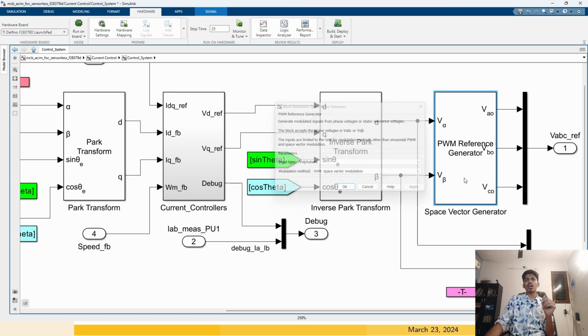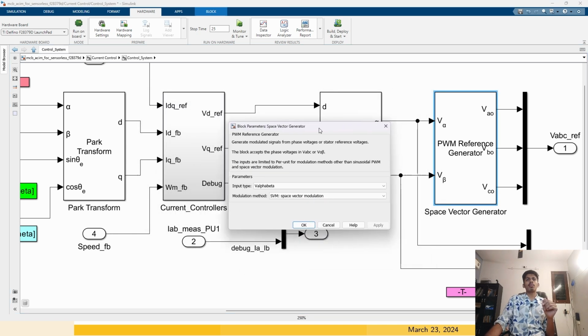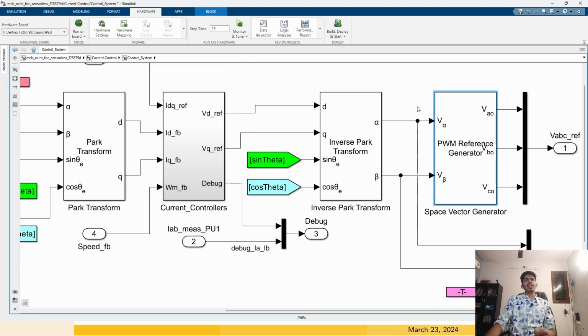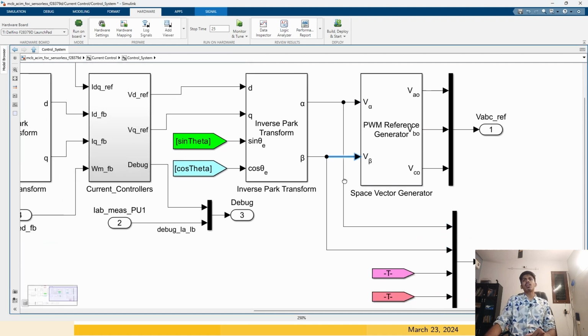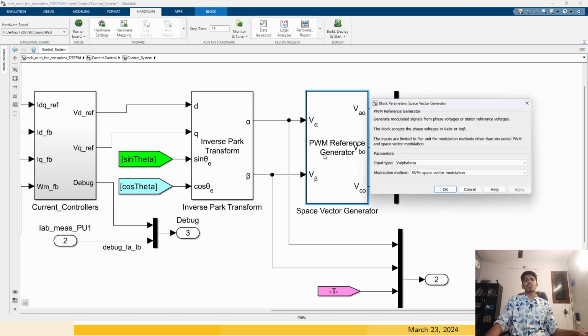So this block accepts the input in the alpha beta frame or ABC frame. We are giving it in the alpha beta frame. So in the alpha beta frame we are feeding the V reference alpha and V reference beta. We are using space vector modulation. There are a lot of other modulations. We are using SVPWM just because it utilizes the DC bus much more effectively.